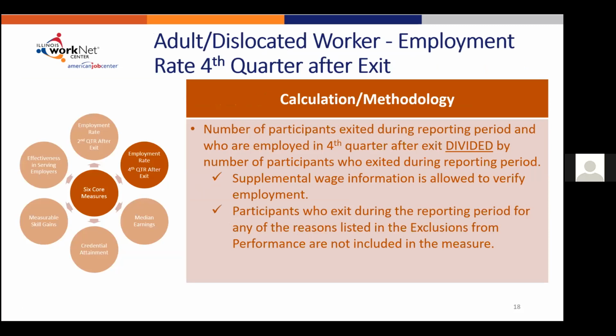Okay, and so again, I mentioned the different measures for the second and fourth quarter after exit. This is the definition of our adult and dislocated worker employment rate. Fourth quarter after exit, it's exactly the same as the second quarter. We're just looking at indication or wage upload or reporting of employment in the fourth quarter for these measures. Next slide, please.